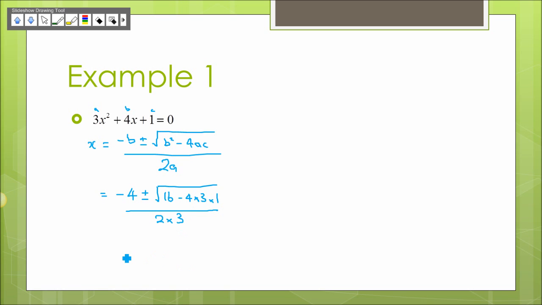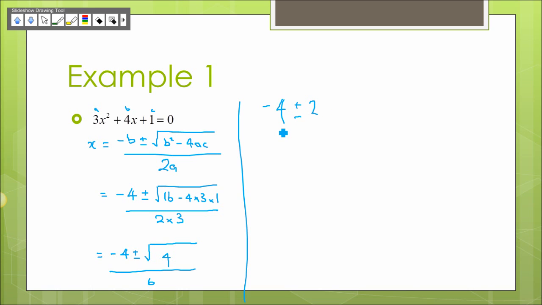Now you can pretty much do that in your calculator, but I'll just show you the steps of simplifying it from here. So that's minus 4 plus or minus the square root of 16 minus 12, so 4, over 6. Now that equals minus 4 plus or minus, well, the square root of 4 is just 2, over 6. Now that means we get two answers, because don't forget we go minus 4 plus 2, and we could also do minus 4 take away 2.